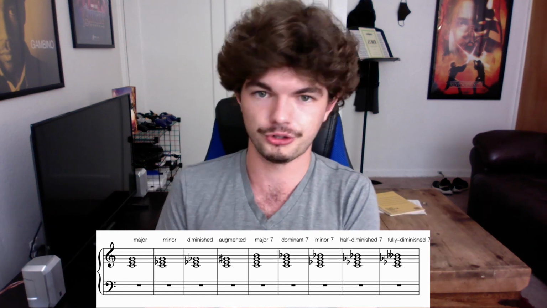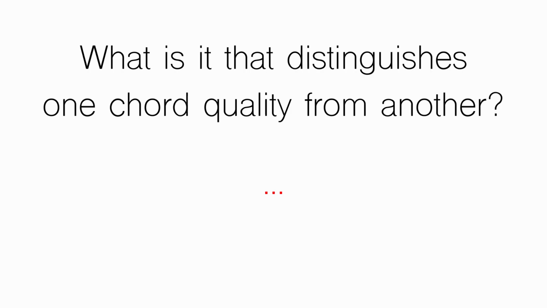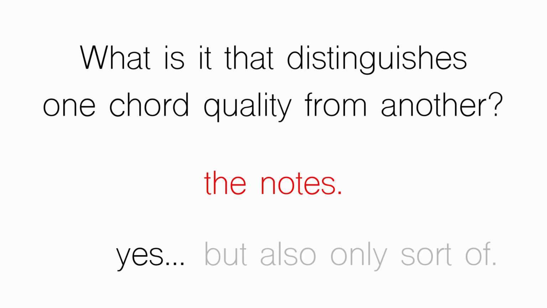All right, here are a set of commonly used chords in Western music. Of course, each of these chords has its own functional label that distinguishes them from one another, like major and minor. But what actually is it that distinguishes one of these chords from the next? The immediate answer that comes to mind is, well, the notes. And while yes, that is true, we do need to dig a little bit deeper.